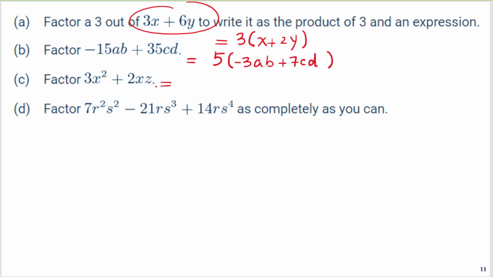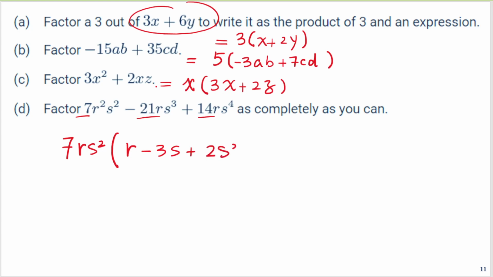How about the next one? What is the common factor? The common factor is just x, right? If you put x in front of that, you will get 3x plus 2z in the parentheses, right? And the last one, first of all, consider the common factor of the constants. That's actually 7, right? And consider the common factor of r and s. Apparently we have an r you can put in front and an s squared, right? So if you put 7rs squared in front, what's left in the parentheses is just r minus 3s plus 2s squared, right? Did you get it? Any questions?